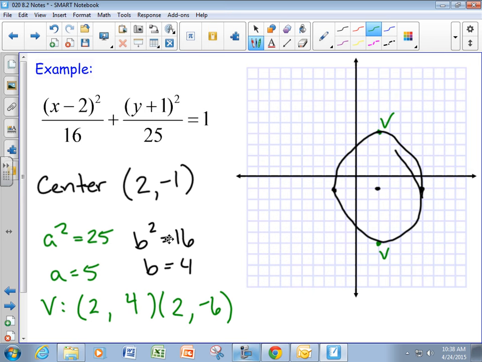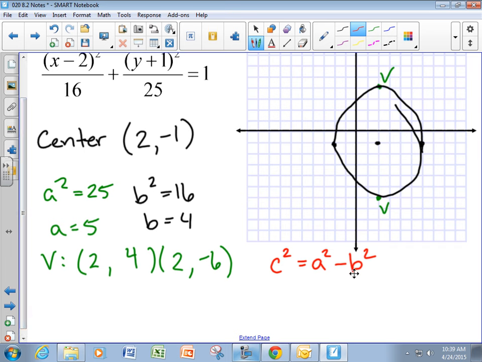Again, the variables are really irrelevant. It's really the relationship between the semi-major axis, the semi-minor axis, and the foci distance. And that relationship states that the foci distance squared is equal to the semi-major axis squared minus the semi-minor axis squared. So this is that Pythagorean relationship that we should know for an ellipse. So I have 25 minus 16, which is 9. So if c squared equals 9, then that means my distance to each foci is 3 from my center.